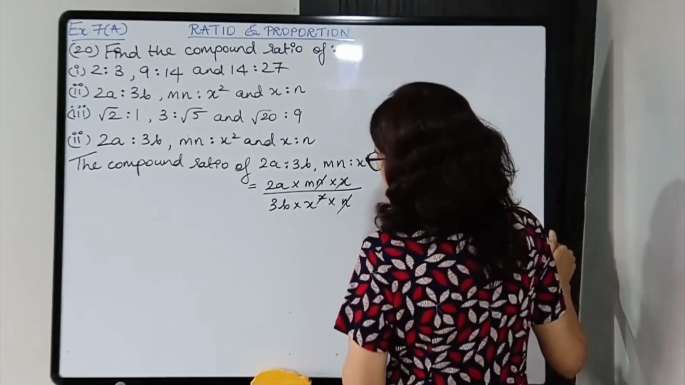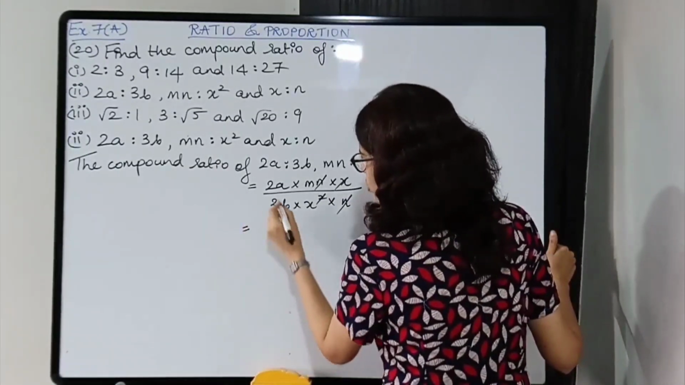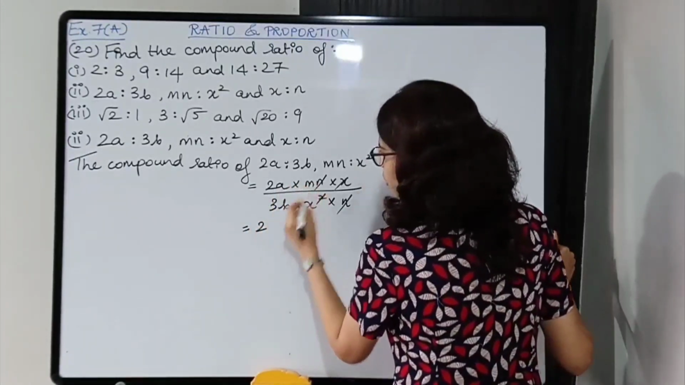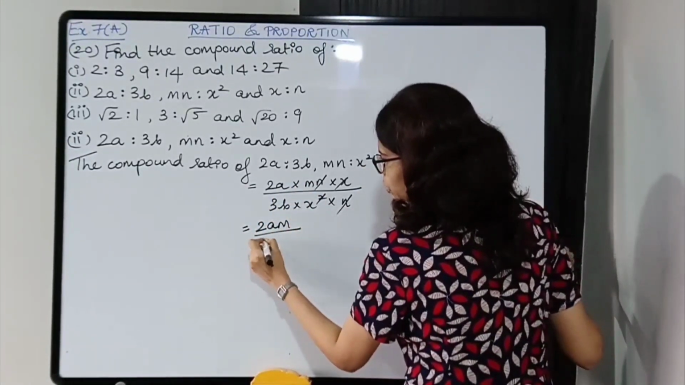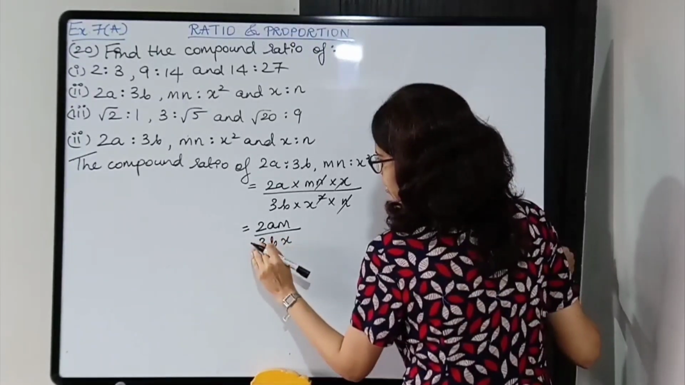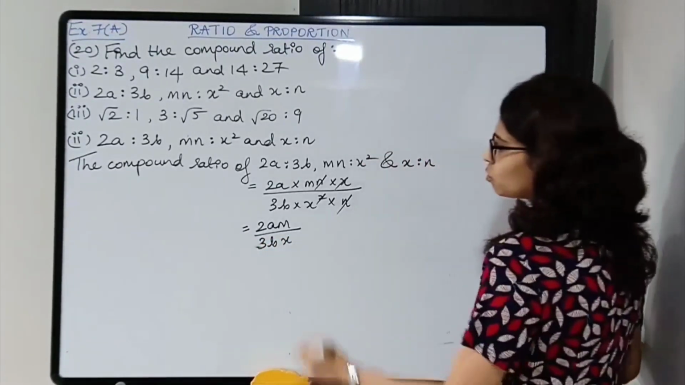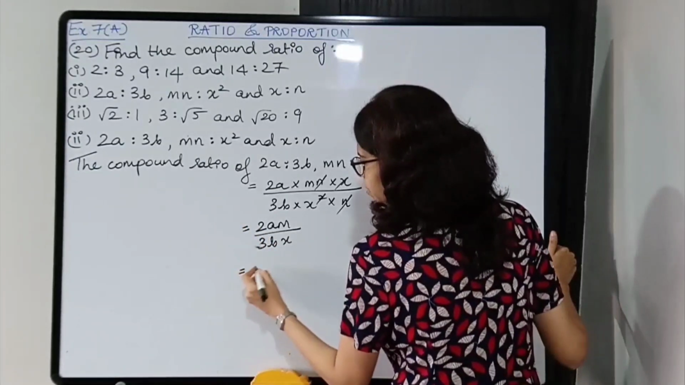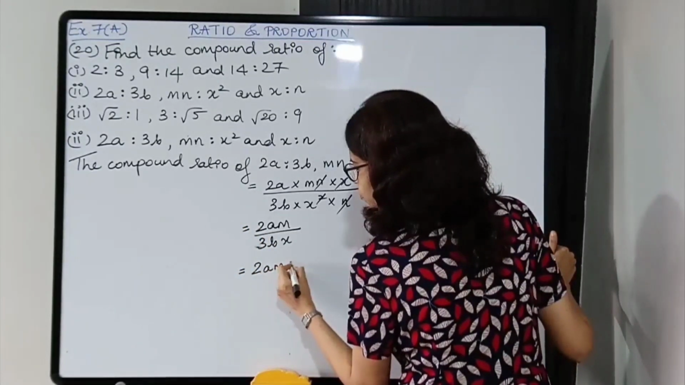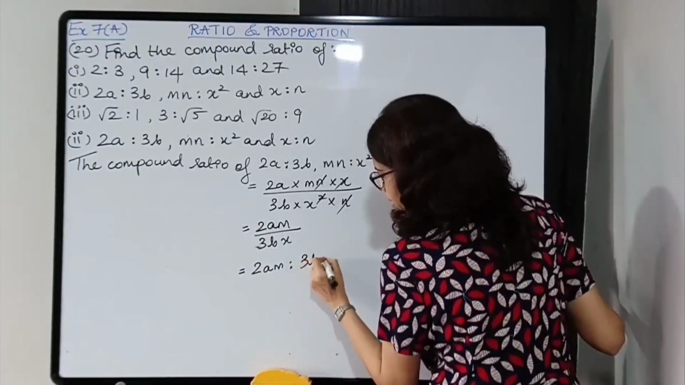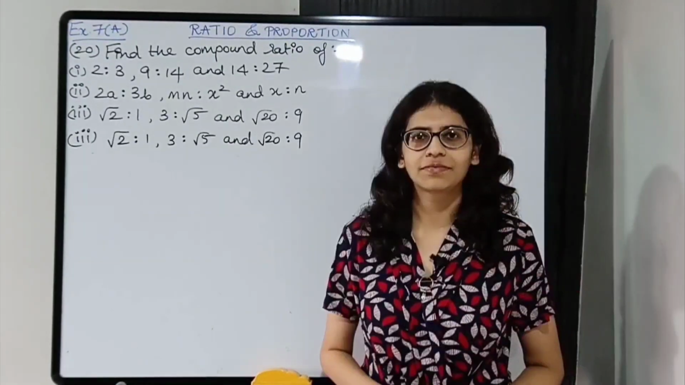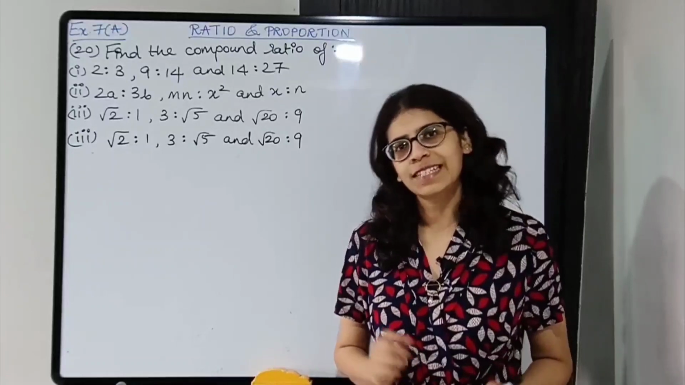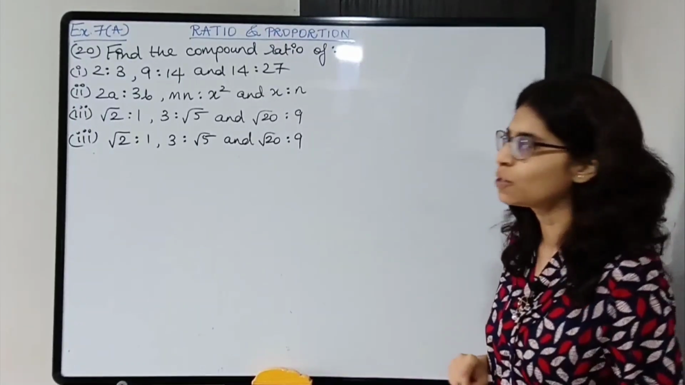Okay, and nothing else is getting cancelled, so 2a into m, so 2am, and 3b into x, so 3bx. Okay, so this is the final answer. Write it in is to form. So 2am is to 3bx. So box this. Okay. Coming to third part of the question, same thing. Okay, you have to find the compound ratio.